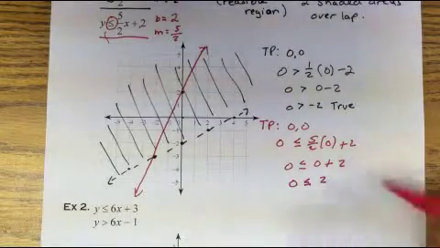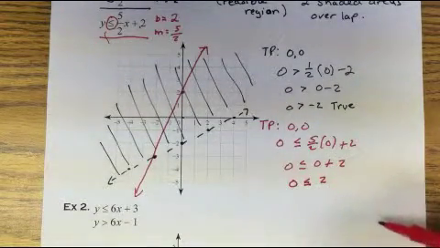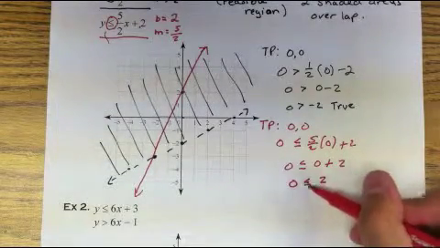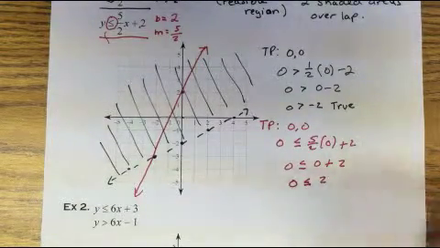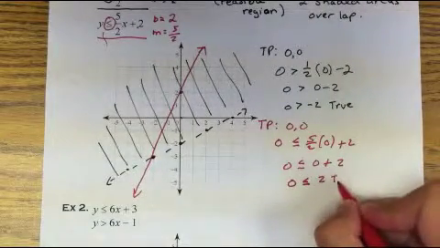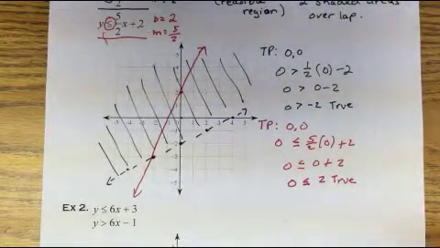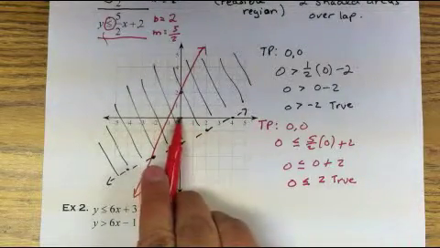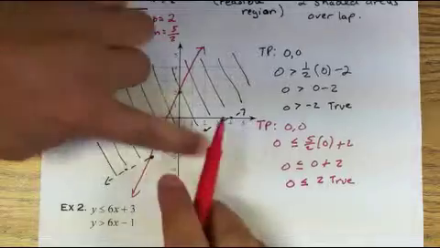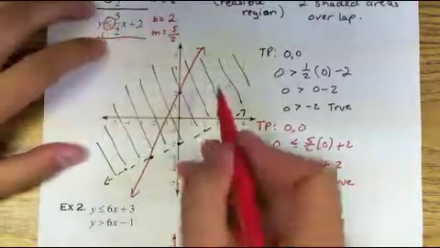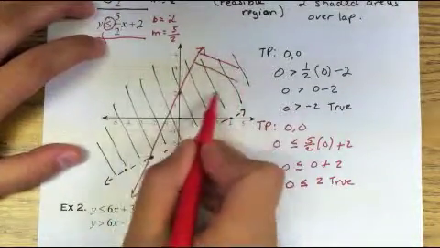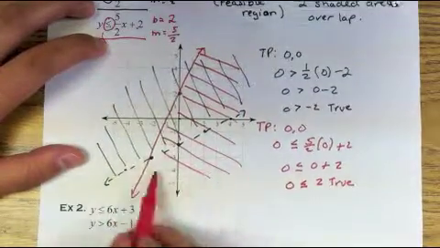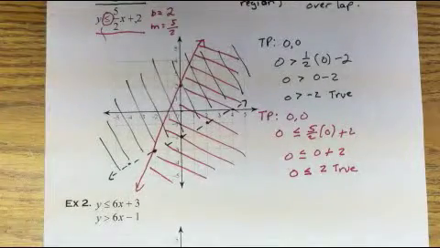Let's see if this makes sense. 0 is less than or equal to 2. Think of a number line. This is also a true statement. So which way would we shade on this? Where is 0, 0 located next to this red line? It's everything on the bottom or the right side. So let's go ahead and shade everything on the right side of this inequality. Okay, almost done.